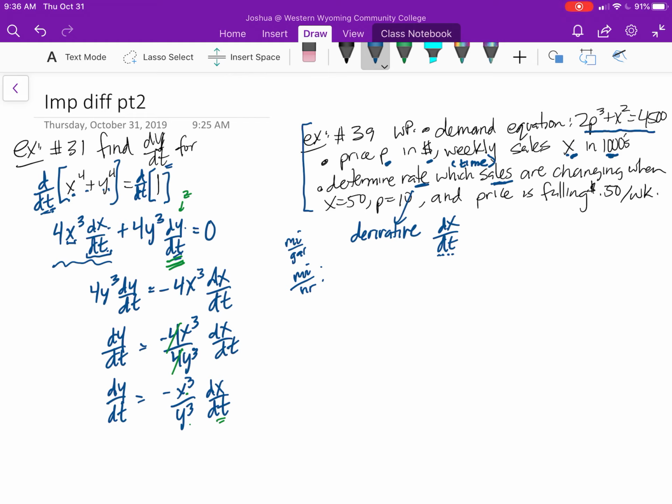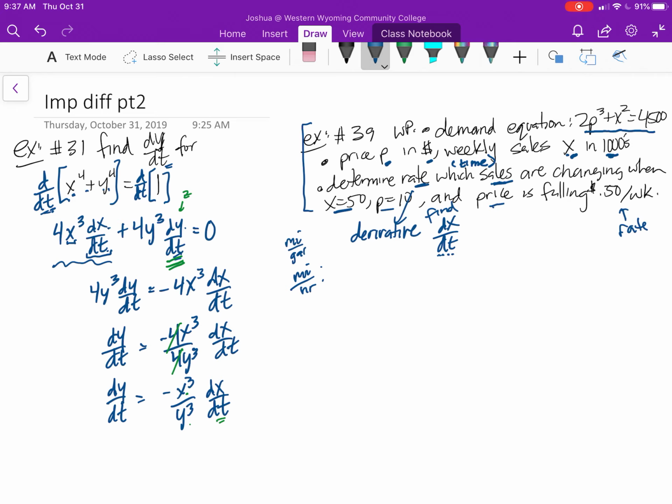So determine this. This is what we're trying to find, right? Find dx dt. It gives us this x. It gives us this p. And then last, it tells us this thing, the price is falling 50 cents per week. Notice that's a rate, right? It's falling 50 cents per week. Therefore, this is a derivative because it's a rate.